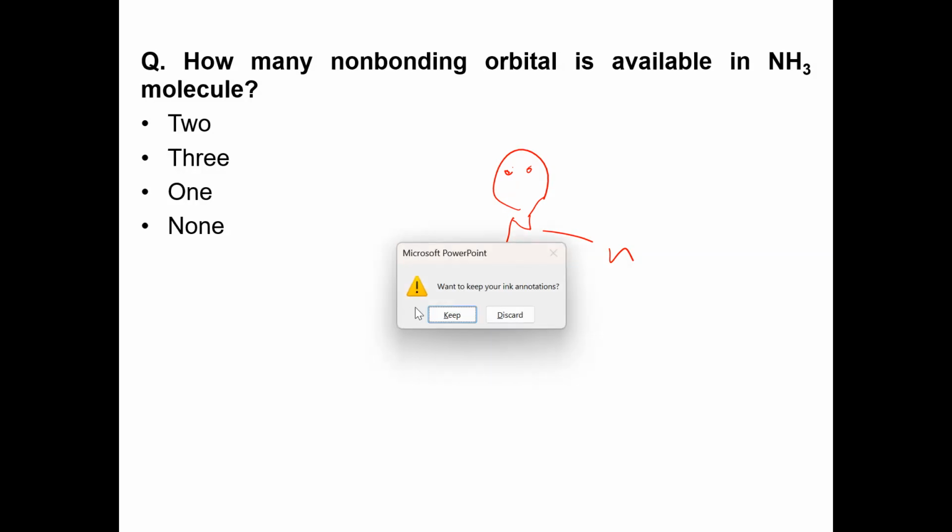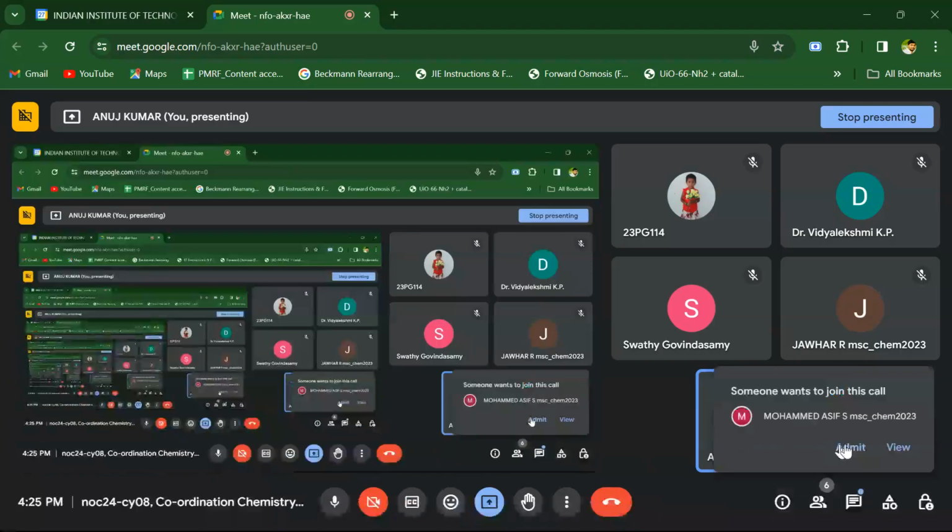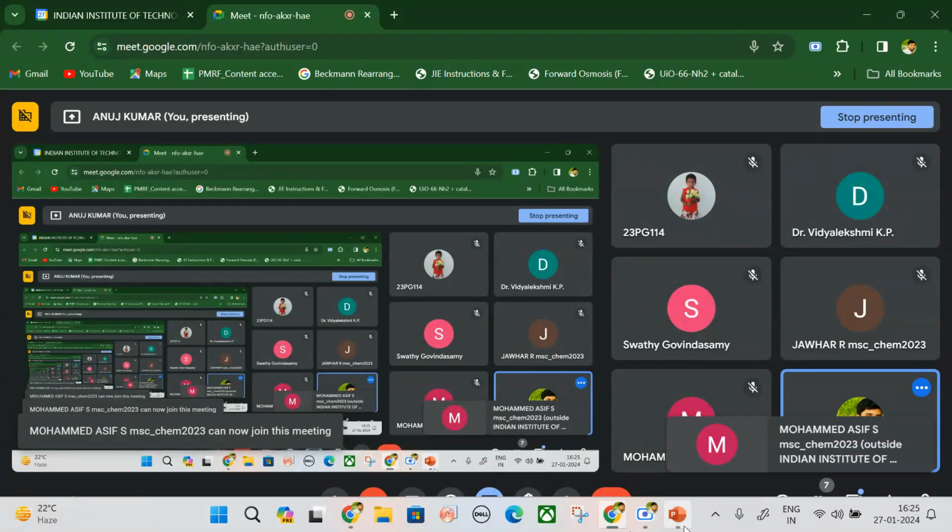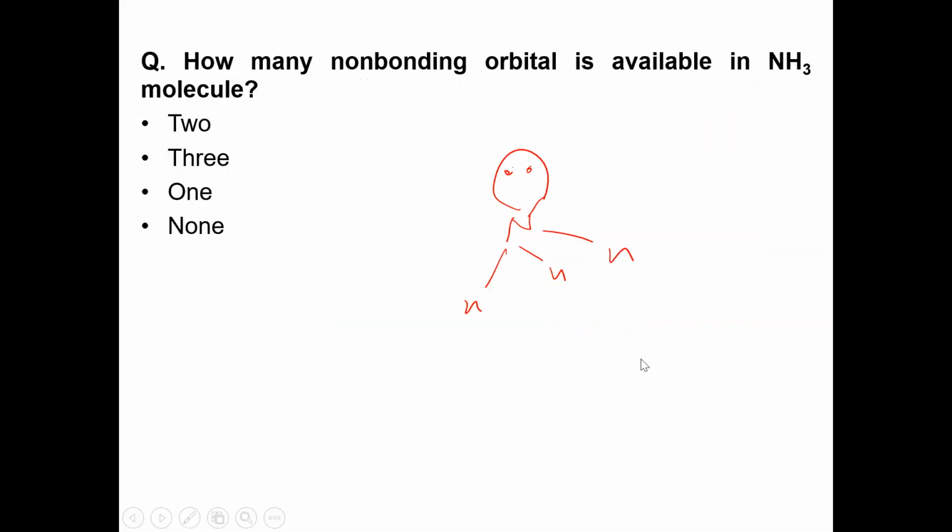Okay, again the very basic question: how many non-bonding orbitals are available in the ammonia molecule? You can easily answer it. Okay, so try to answer. I have already drawn the structure of ammonia. So one non-bonding orbital is there.